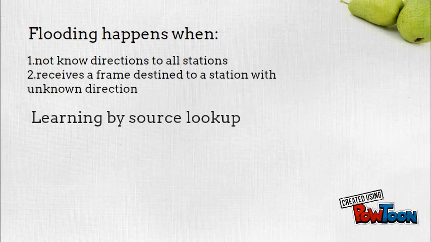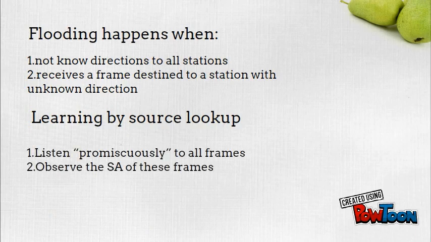Flooding happens when a bridge doesn't know the direction to all stations, or receives a frame destined to a station with unknown direction. There are two processes in learning by source lookup. They are listening promiscuously to all frames and observing the source address of these frames.